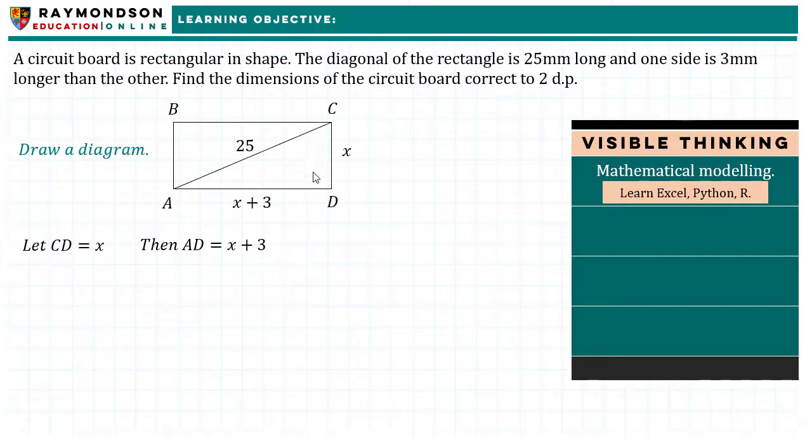Okay, let's get back to our simple model here. Happy so far? That's the shape of the circuit board. That's the diagonal. We have the x, we have the x plus 3. Pythagoras is what should come to your mind. I want to find x. I want to find x plus 3. Focus on the right angle triangle.